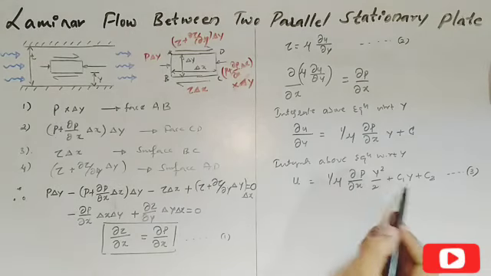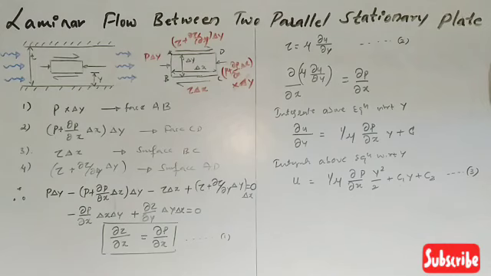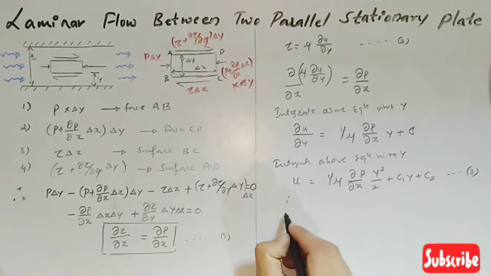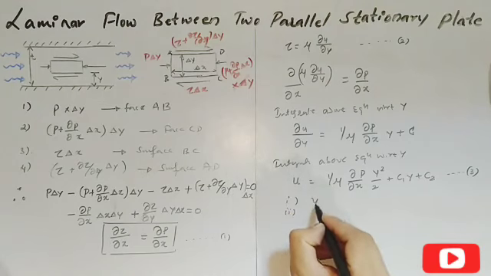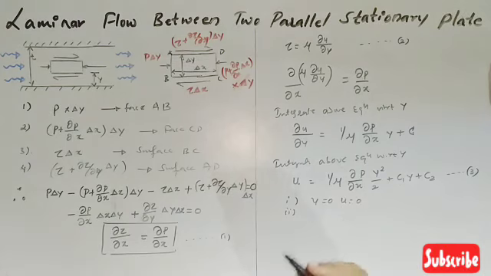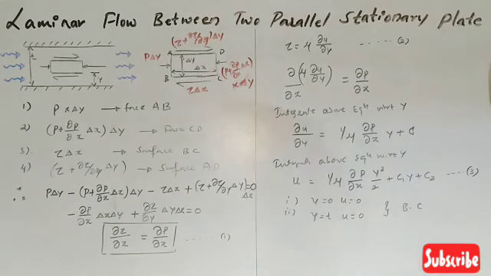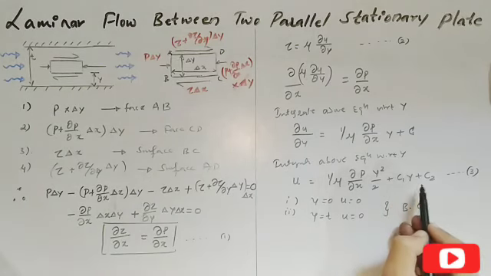Now c1 and c2 are the integration constants, and we know that these can be eliminated by using boundary conditions. These values c1 and c2 can be obtained from two boundary conditions: boundary condition 1, y equals 0 and u equals 0, and boundary condition 2, at y equals t and u equals 0. If I use these two boundary conditions, then I will get these constant values.